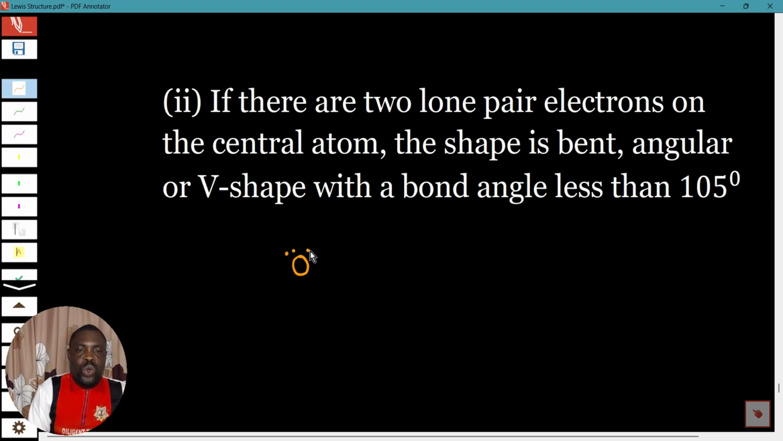Water has two lone pair electrons on the central atom and two bond pairs. So the hybridization is sp3. Because water is sp3 hybridized with two lone pairs on the central atom, the shape will be bent, angular, or V-shape, and the bond angle will be 105 degrees.